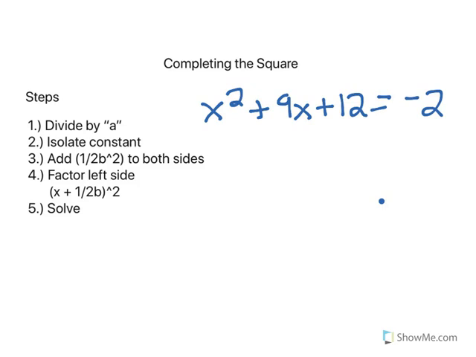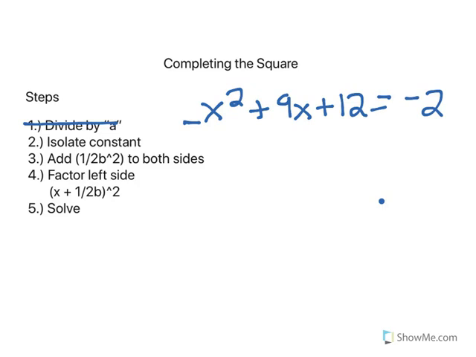All right, so step one says to divide by A. In this case, our A, what's in front of our x squared right here, is just a 1. So we don't need to do step 1 in this particular example. We may need to in future examples, but for this case, we don't need to here.